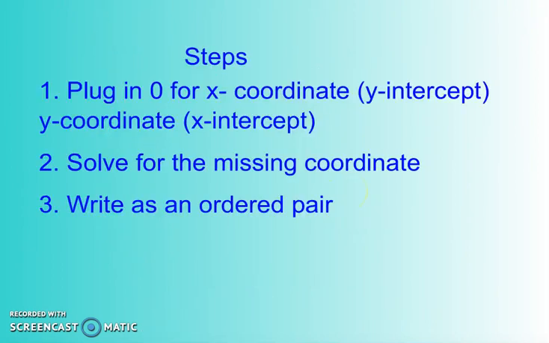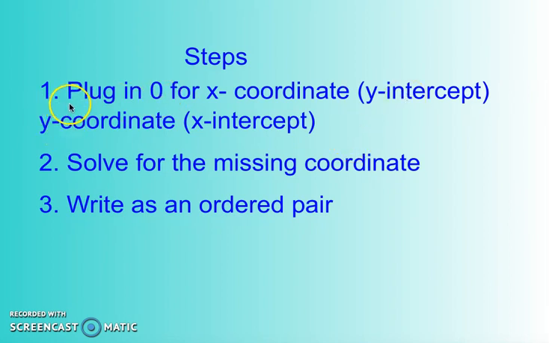Okay, so let's look at our steps. For either type of equation, we plugged in 0. So we plug in 0 for the x-coordinate or the y-coordinate, depending on if we're looking for the y-intercept or the x-intercept. We will end up doing both of them because we need both intercepts. It doesn't matter which one you start with, but you'll start with one and get one of the intercepts, and then you'll do it again.